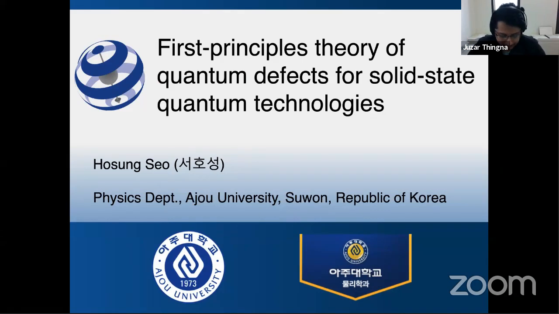Hosung is an assistant professor at Ajou University in Korea. He first got his bachelor's degree at Seoul National University and then moved to the US, initially to Northwestern University and then to the University of Texas at Austin, where he got his PhD in 2013. After that, he was a research fellow in Giulia Galli's group the whole time, first at the University of California, Davis, then the University of Chicago, and also affiliated with Argonne National Lab. From 2017 onwards, he has been an assistant professor at Ajou University.